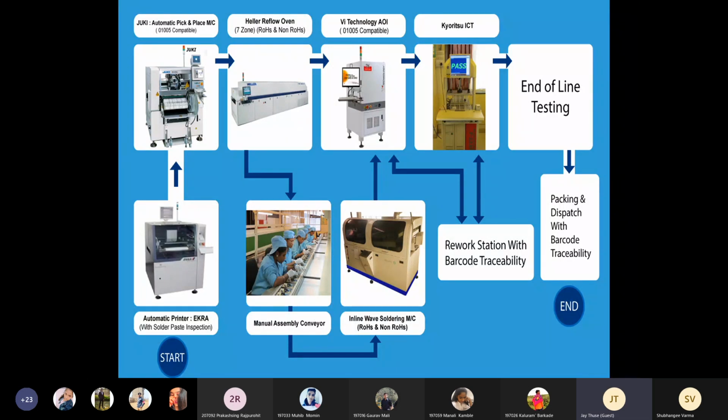End of line testing, as you can see, after ICT, that basically involves testing, as I was saying, before dispatching, before giving away whatever you have done to the customer. End of line testing is exactly where you make sure that everything is working perfectly and everything is fine. That's all about it. So ma'am, can we just go to the next slide?